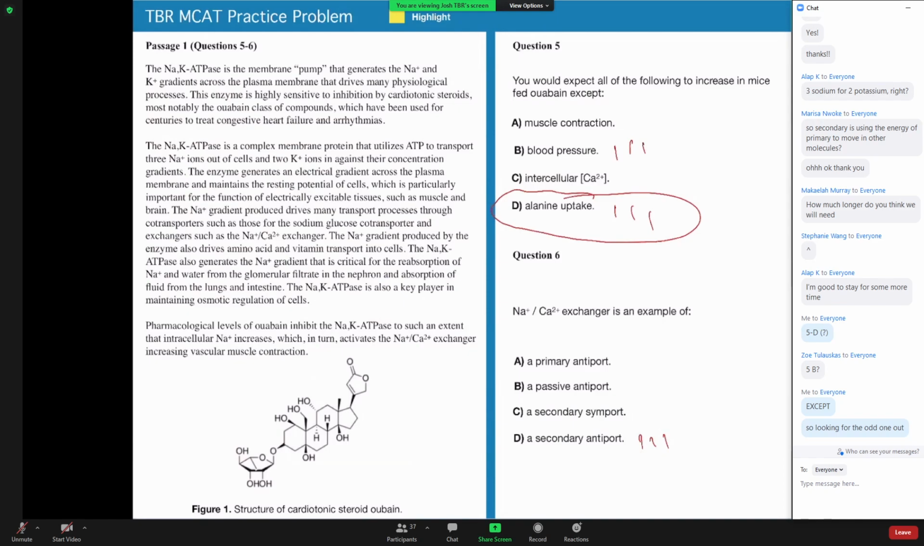Again, looking for that one out. Okay, so what is going on here?